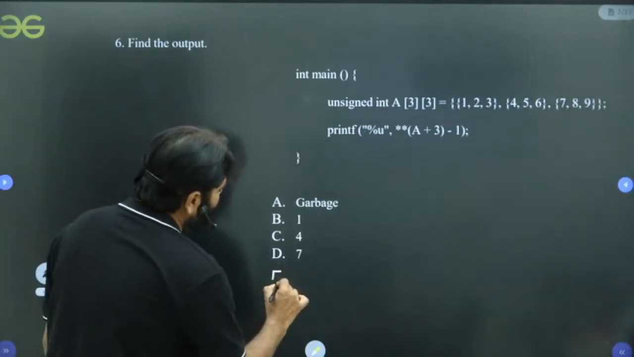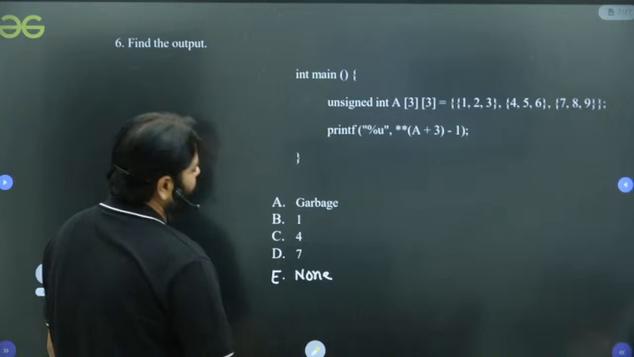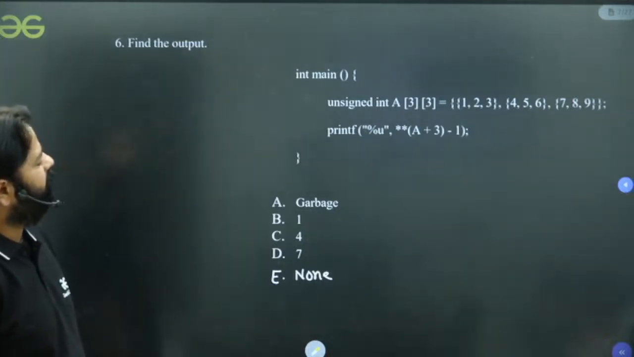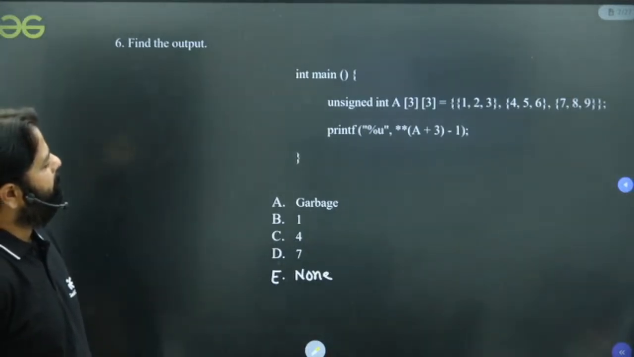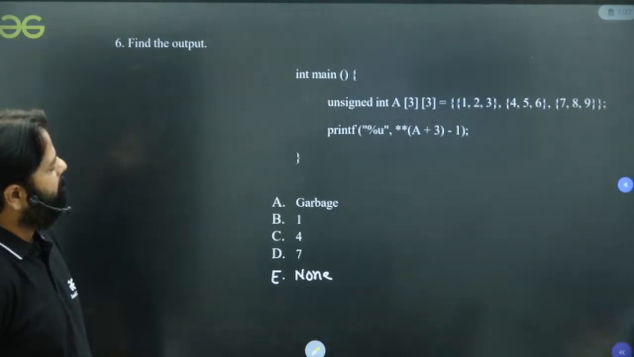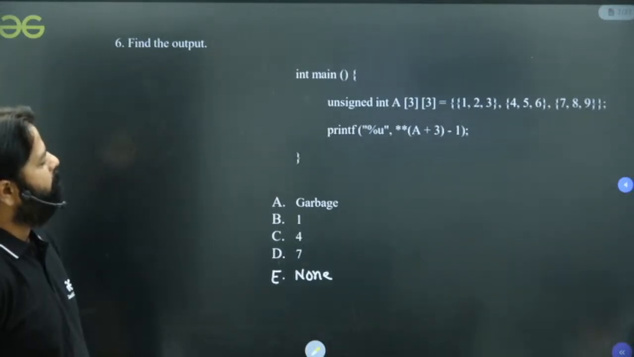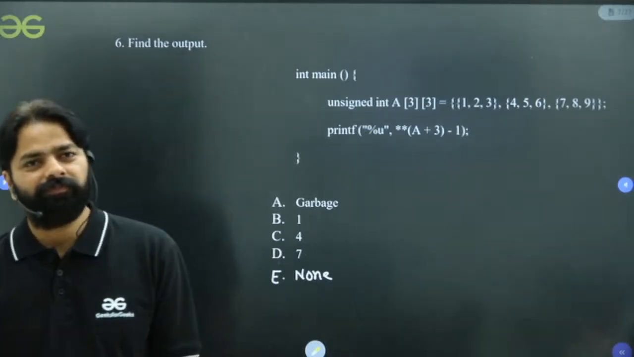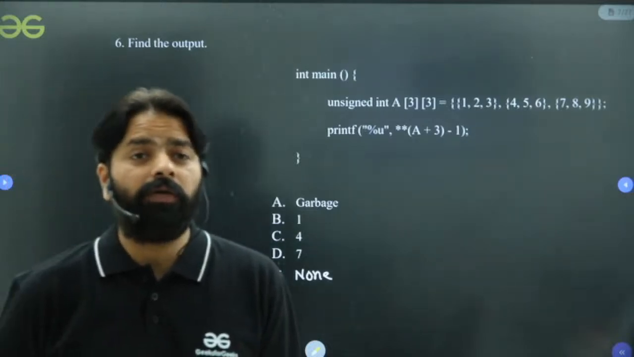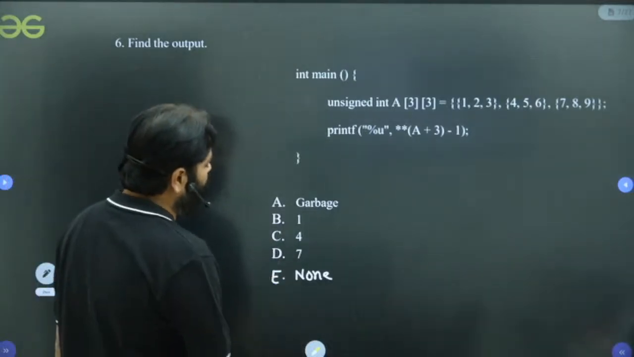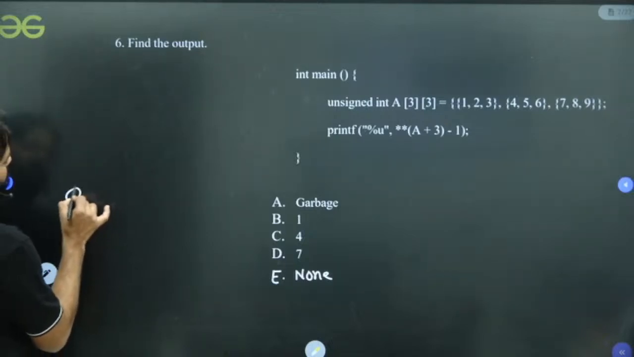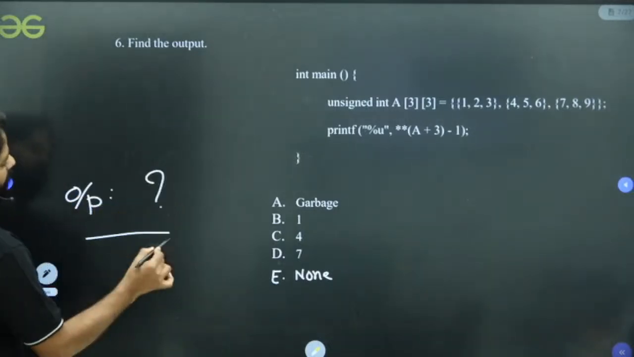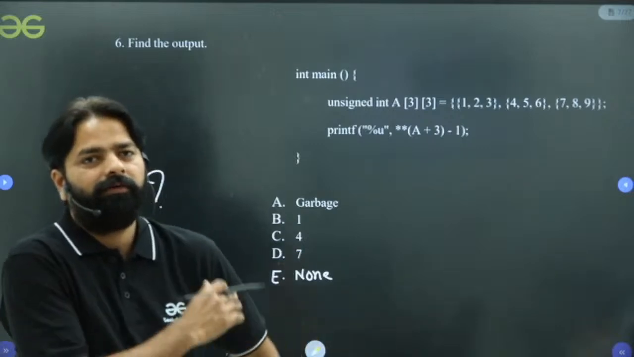So I'll keep one more option: none of these. Sometimes this could be possible. But I want the exact answer. Don't say answer E is fine, but also mention what the answer is. What is the output you get? For a numeric answer type, you should know the exact answer even if it is not among the options.